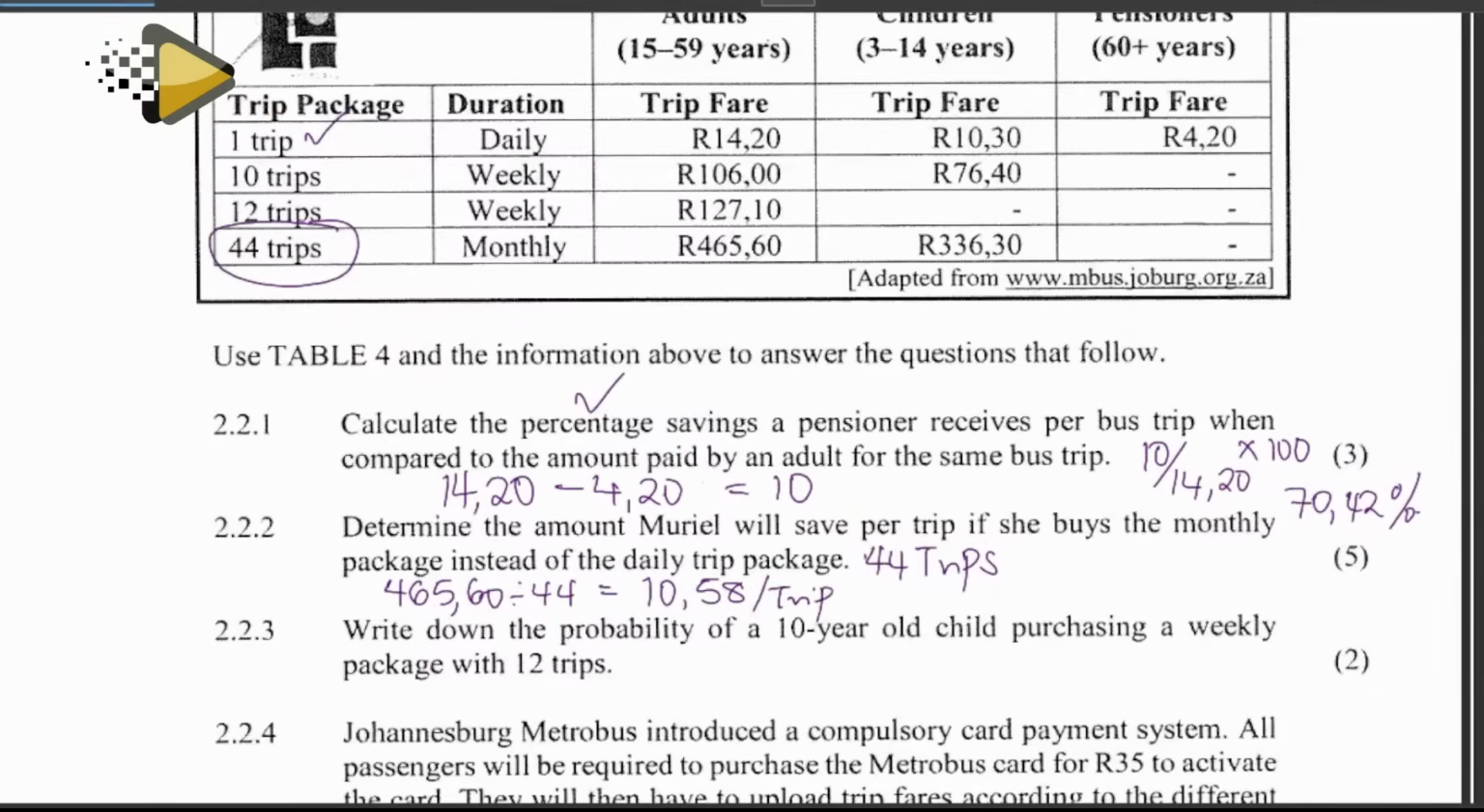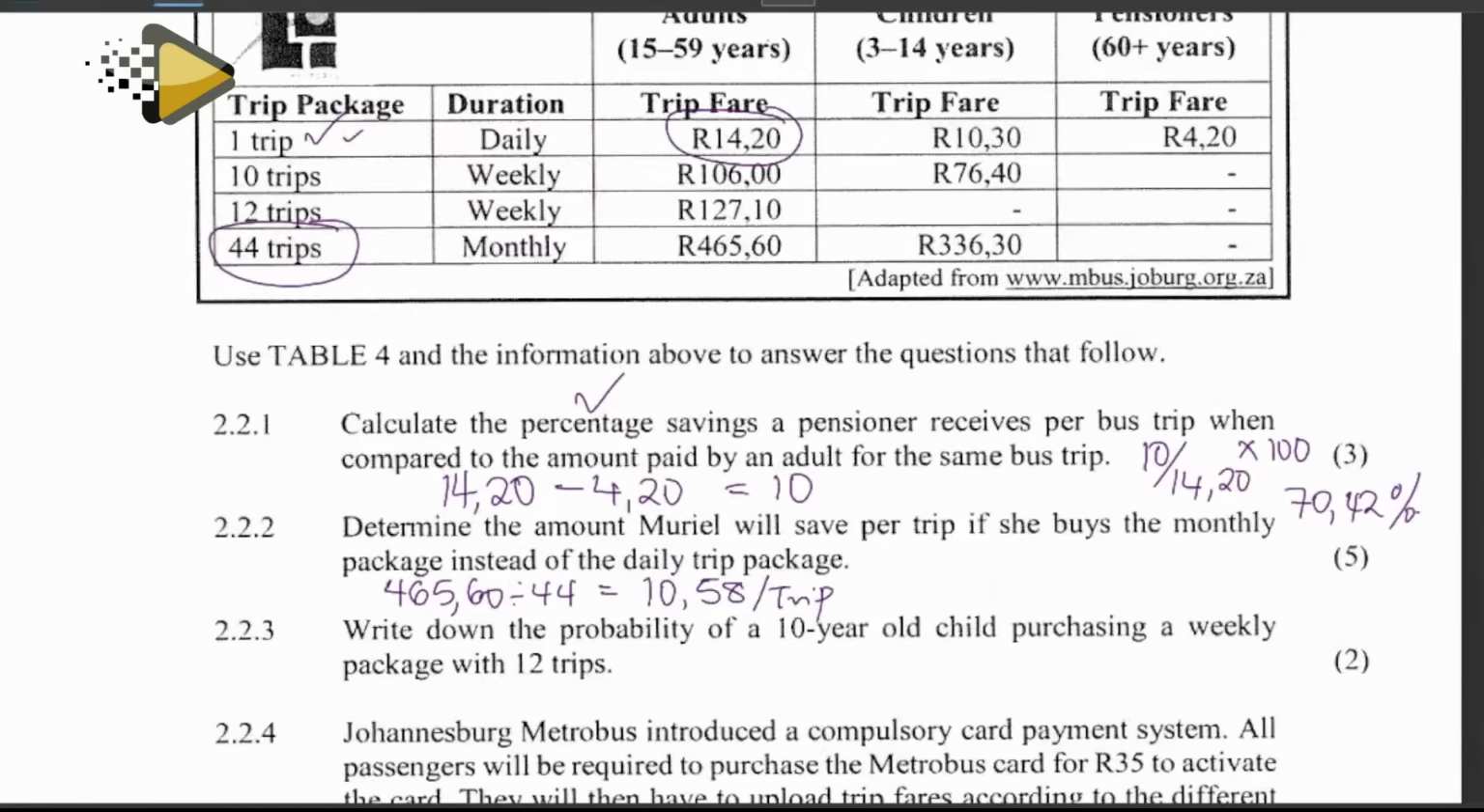Then we have to subtract the daily because this is also one trip. We have to subtract this. So we shall say 14 rands 20 cents minus 10 rands 58. So believe me or not, you would have saved 3 rands per trip. 3 rands 62.